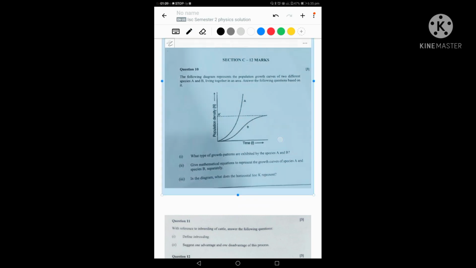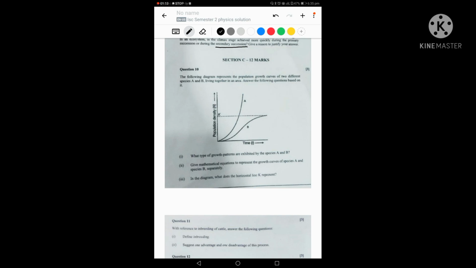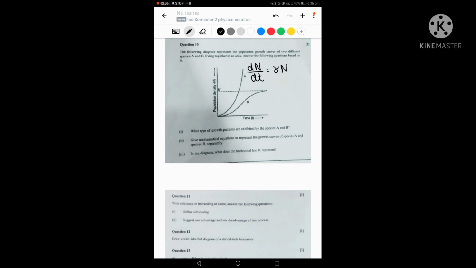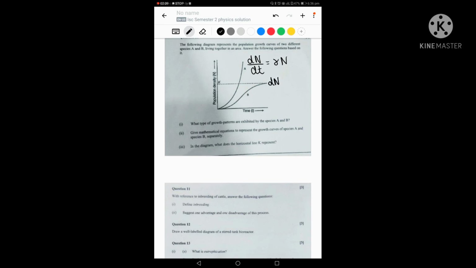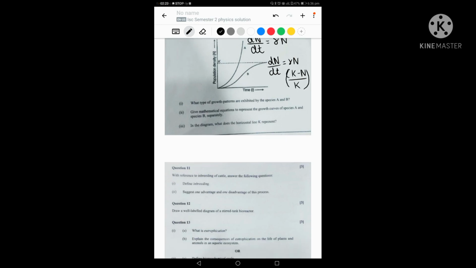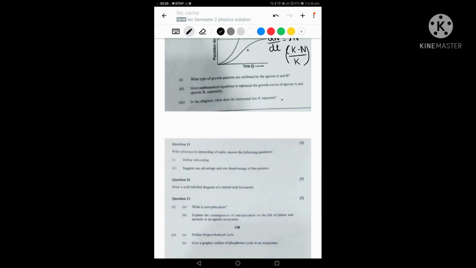In Section C, question number 10, A part. In the growth patterns of species A and B, species A represents an unlimited resource growth pattern, and in B there are limited resources. So the mathematical equation for A is dN/dt = rN, where r represents the intrinsic rate of natural increase. The equation for species B is dN/dt = rN (K − N)/K. Here, the horizontal line K represents carrying capacity.